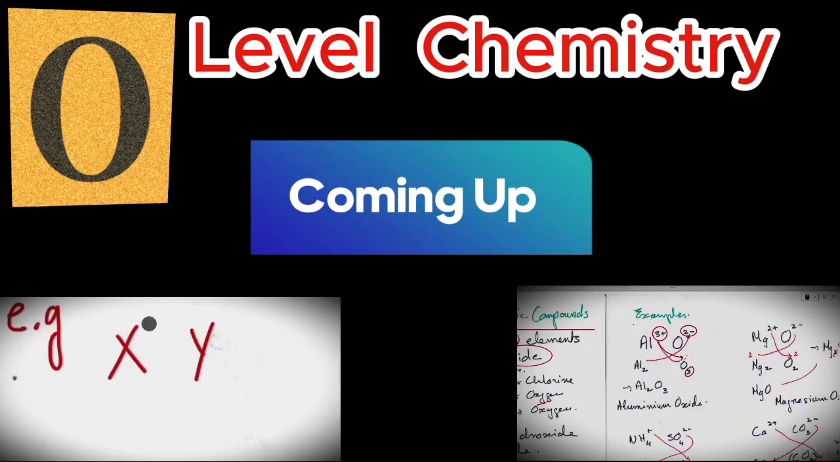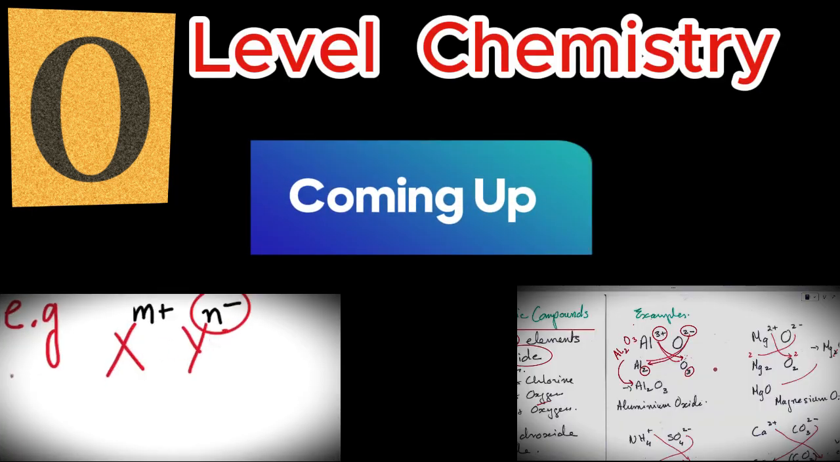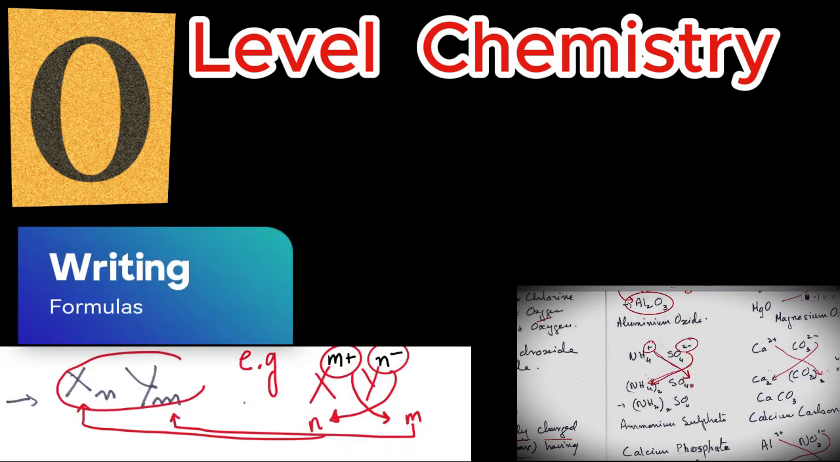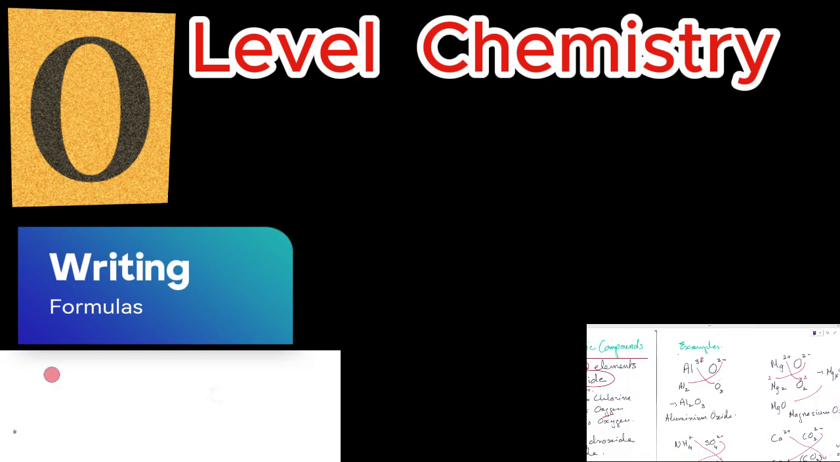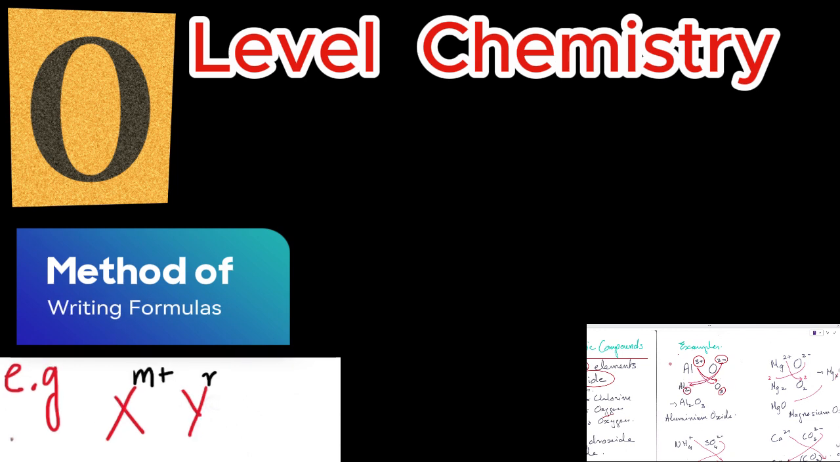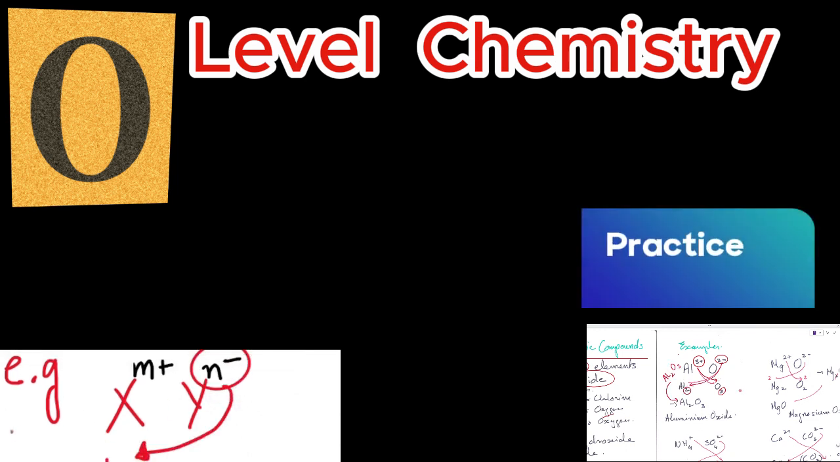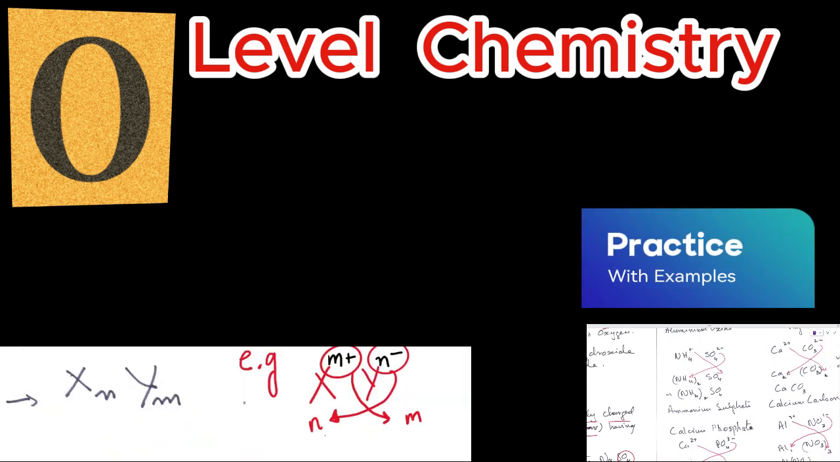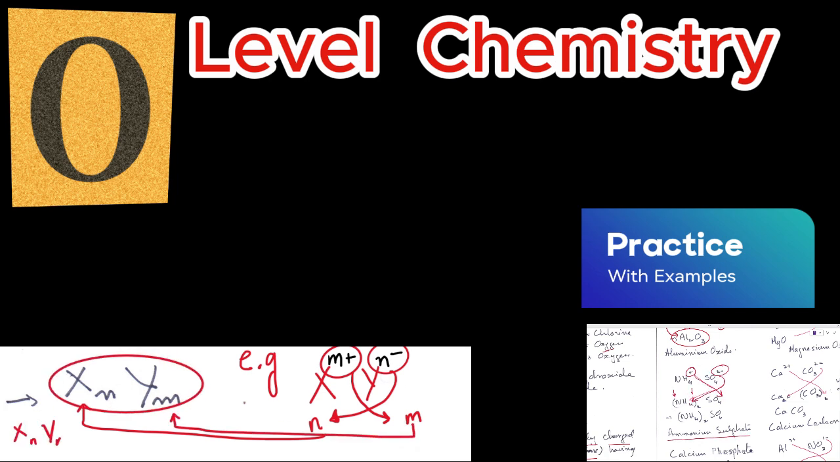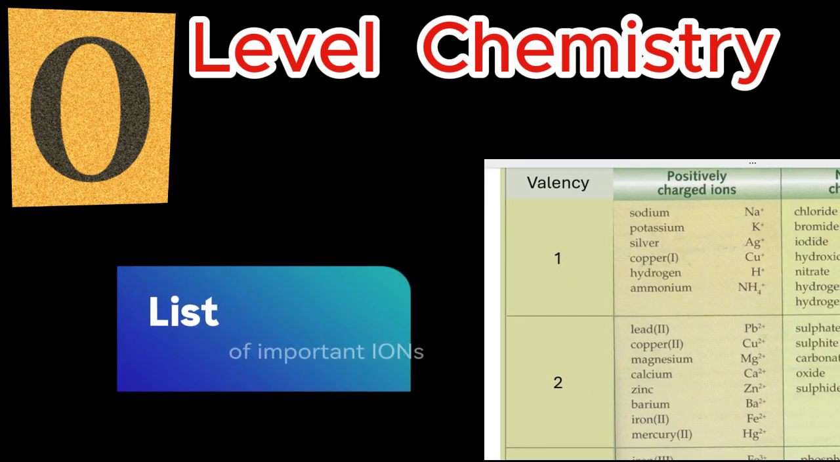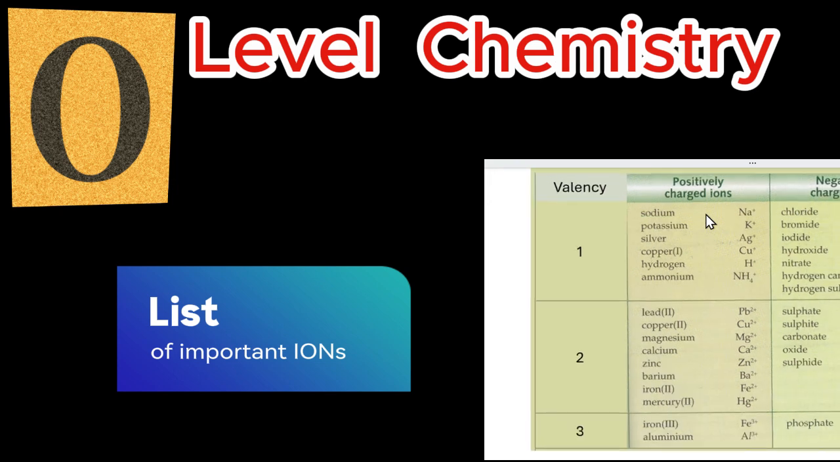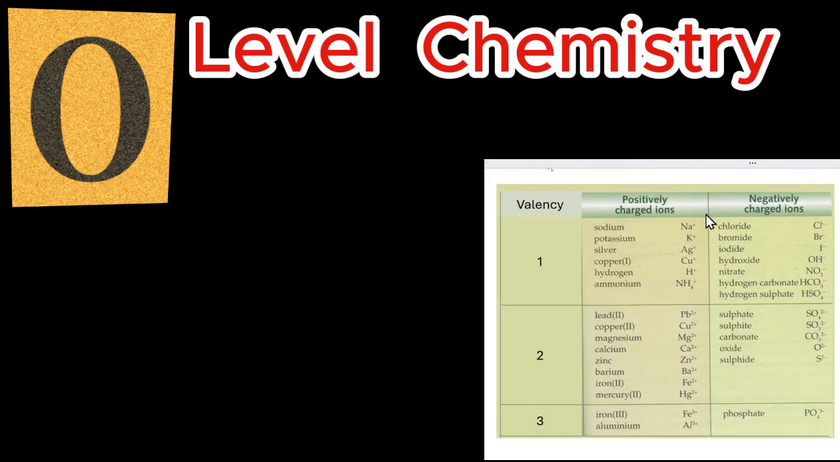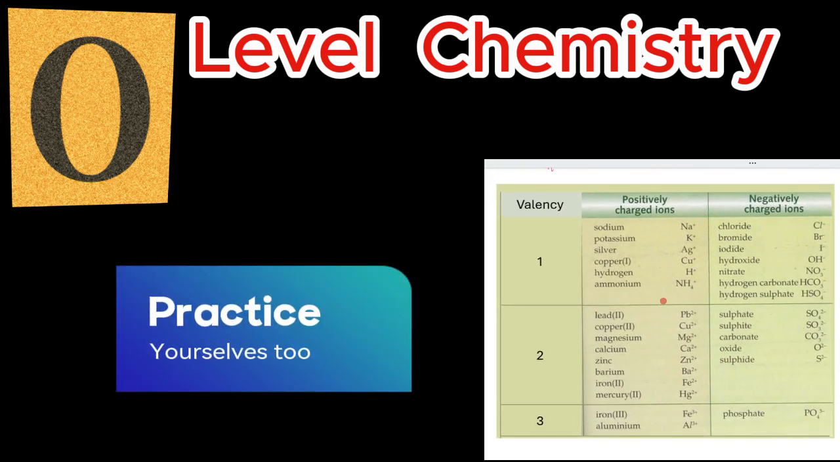Here I am going to tell you a very important topic for beginners struggling in writing formulas. First of all, you need to understand the method and then practice a lot. Writing formulas in chemistry is very important because it is the basic. Here I will give you the list of ions which you have to learn to write correct formulas, and then practice the method which I am going to tell you right now.